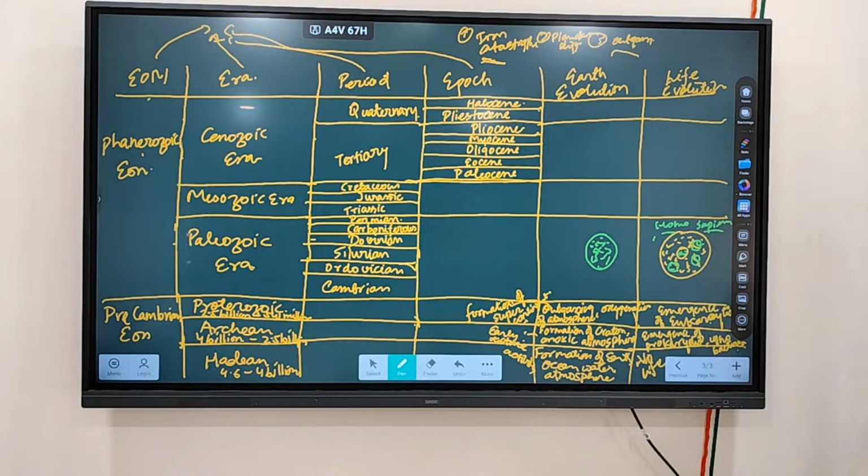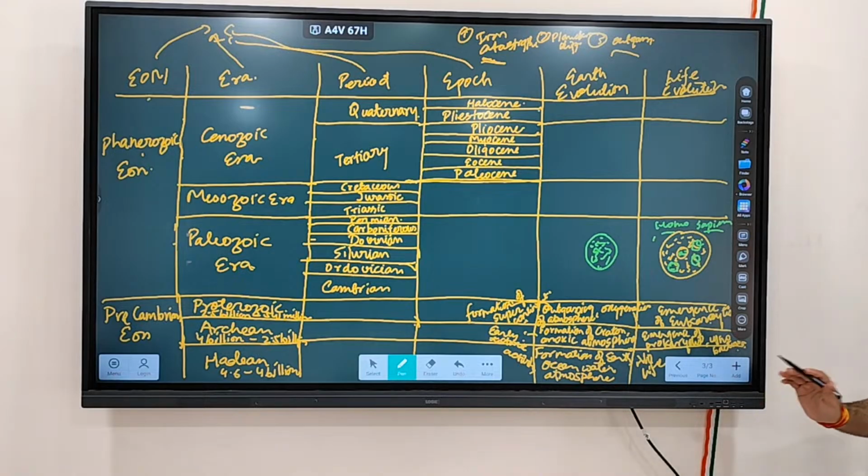That's why any scientific name is given on these two bases. Which genus you are, which genetic character you are having, and which species you belong to, that gives you a scientific name.